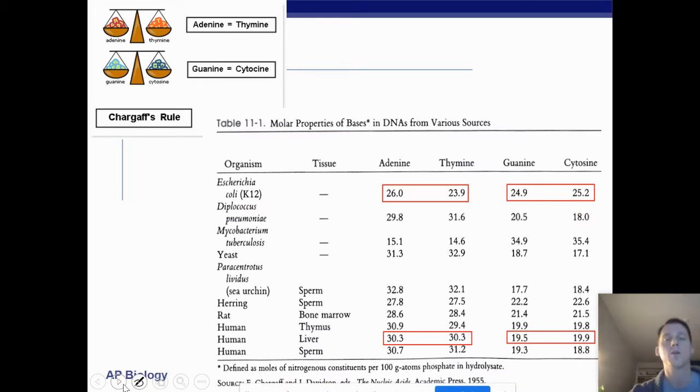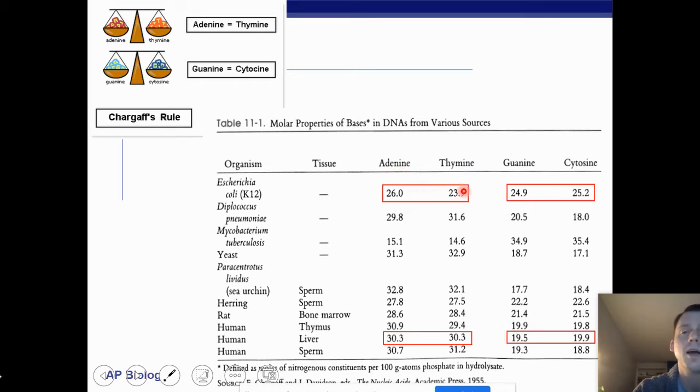And he noticed that across species. So if you notice, we have A and T. Let me switch to a pointer. We have A and T in these 2 columns, and we have G and C in these 2 columns. And notice it doesn't matter if it's E. coli or some other bacteria or yeast or rats or humans. All the cells have approximately equal amounts.